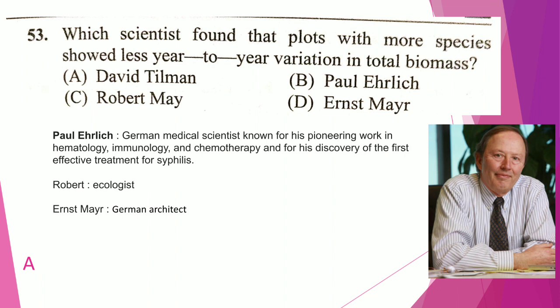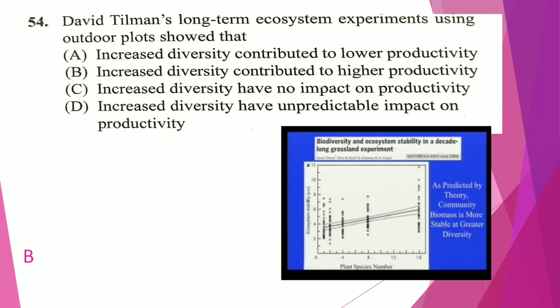The other scientists: Paul Ehrlich told about immunology, Robert May told about ecology or ecosystems, and Ernst Mayr is a German architect. So they have told about their own concepts, but year to year variation was told about by the scientist David Tilman.